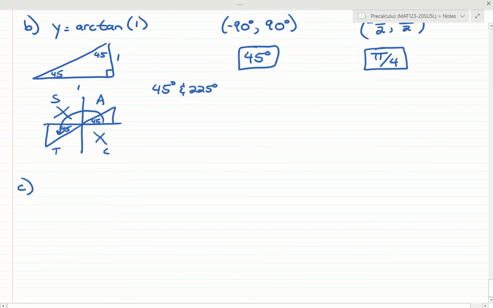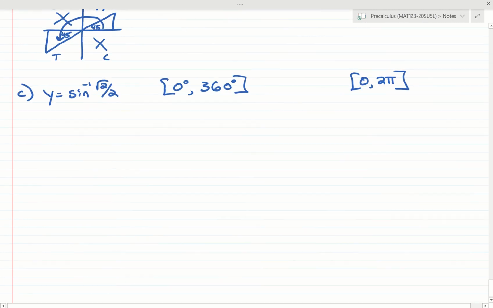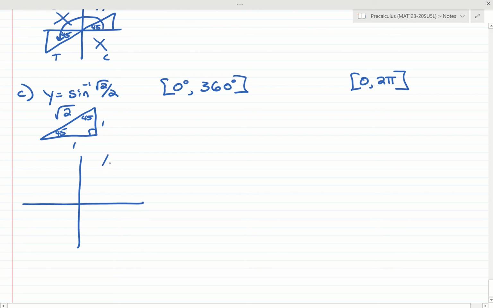What about if we said y is equal to the inverse sine of root 2 over 2? And we're going to answer this between 0 degrees and 360, and in radians, we'll answer between 0 and 2 pi. Well, I know this is going to come again from our 45, 45, 90 triangle. So let's figure out when is sine positive root 2 over 2.